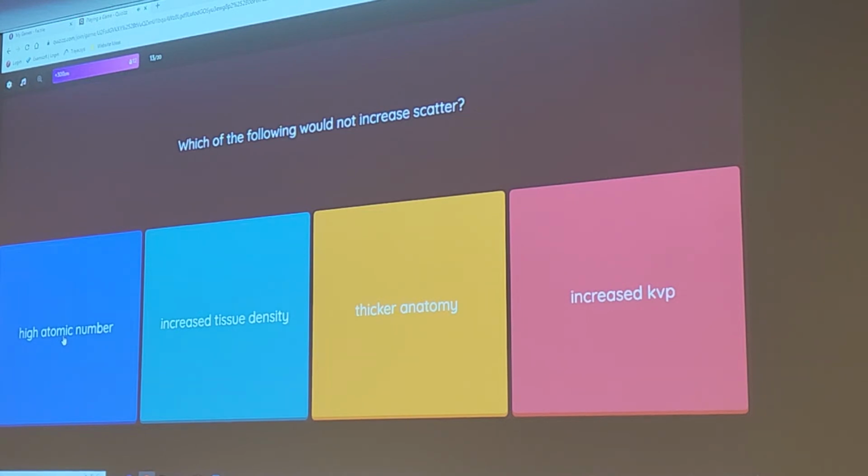There are three independent variables we need to consider. And here's another good example where you can use your answer choices to help you get the right answer, because we know for sure increased tissue density, the compactness, will increase scatter. The thicker the patient is, the more the scatter increases, and if you increase kVp, that also increases your scatter.